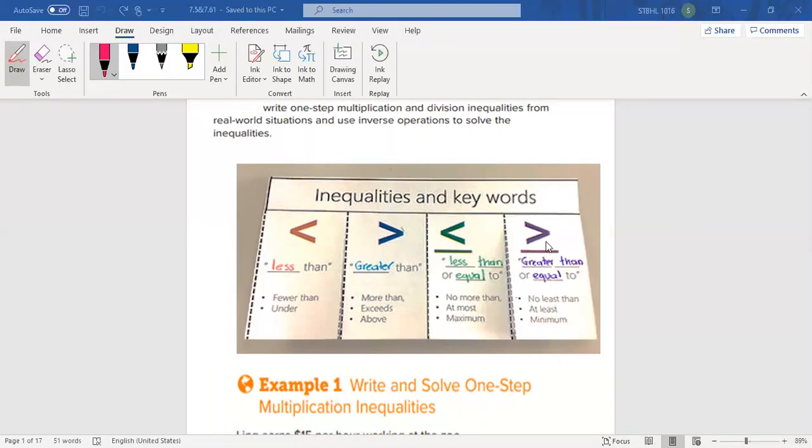Last one, greater than or equal to, or no less than, at least, and minimum. So all of these keywords help us to determine which inequality we will use to write the inequality from a word problem. Let us take the first example.